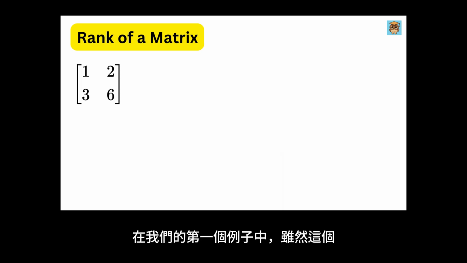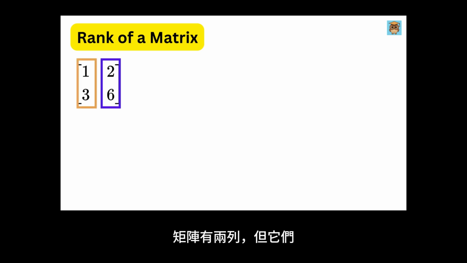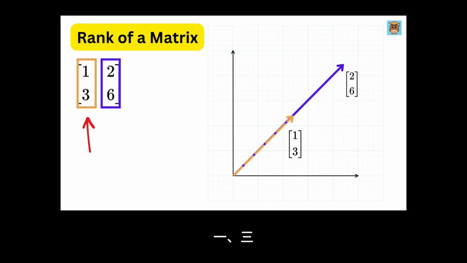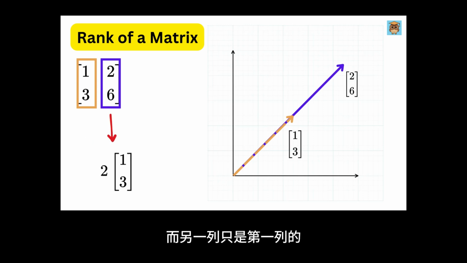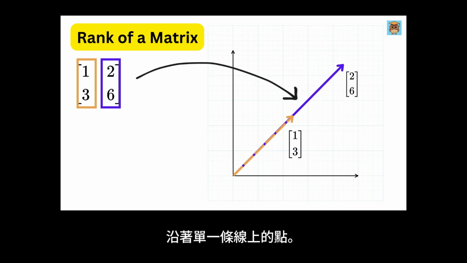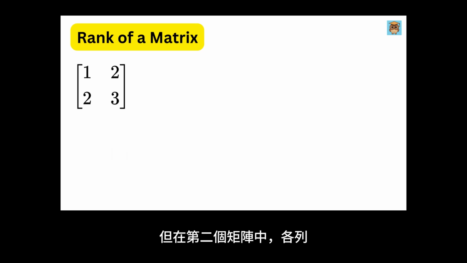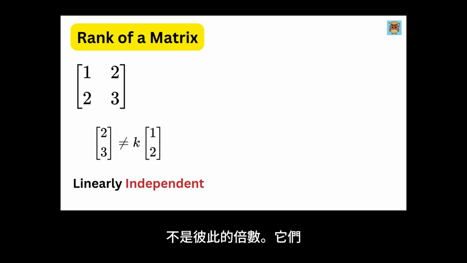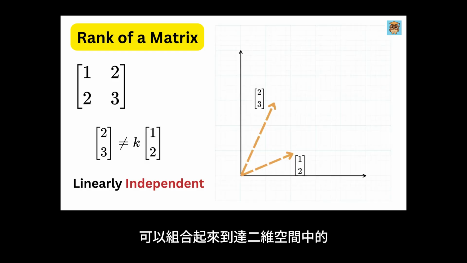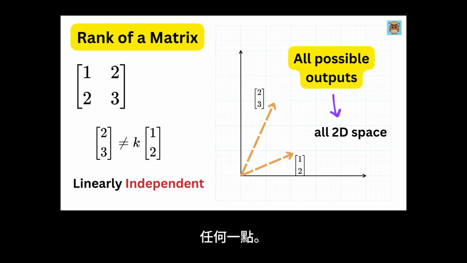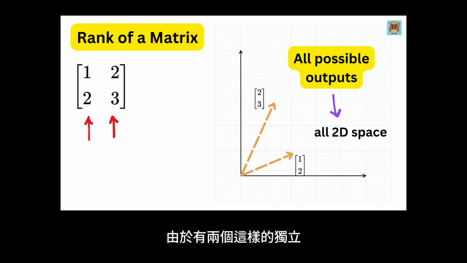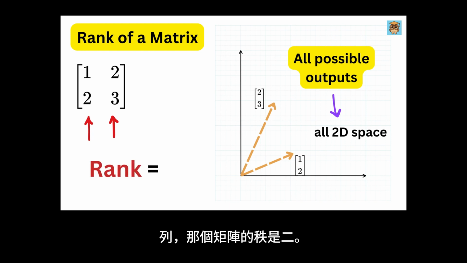In our first example, even though the matrix had 2 columns, they were pointing in the same direction. 1, 3, and the other column was just a multiple of the first column. That means the matrix could only reach points along a single line. So, the rank of this matrix is 1. But in the second matrix, the columns were not multiples of each other. They were independent, which means they pointed in different directions and could be combined to reach any point in the 2D space. Since there are 2 such independent columns, the rank of that matrix is 2.